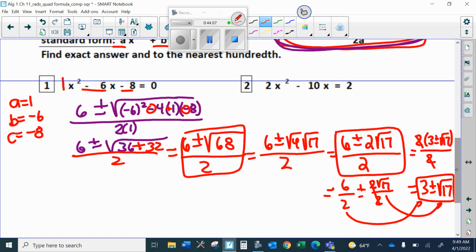I'm going to type that in the calculator. 3 plus root 17, enter. Round that answer to the nearest 10th or 100th. 3 minus root 17, enter. Round that to the nearest 10th or 100th. Okay. But this is how you apply the quadratic formula. Again, if you need to pause that because you haven't written it all down, pause it, write it all down because I'm going to erase so I have room to do number 2 now.